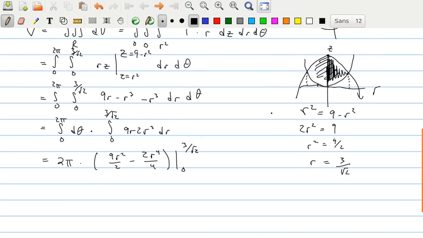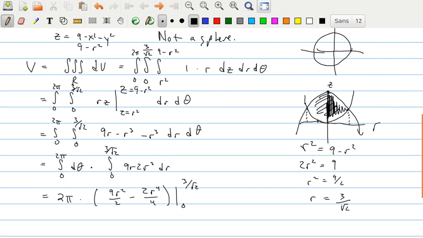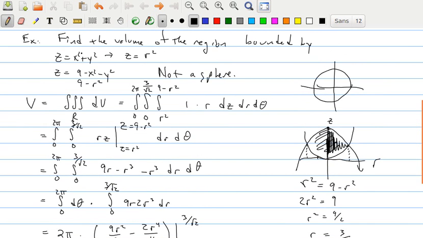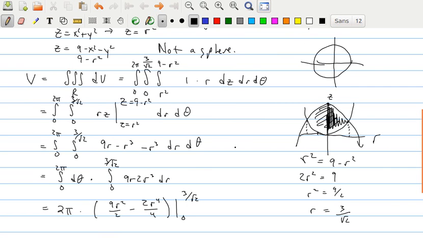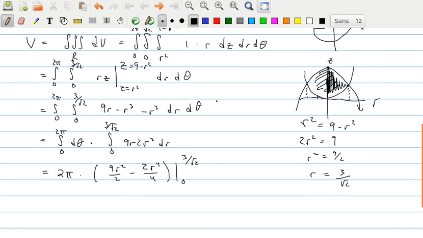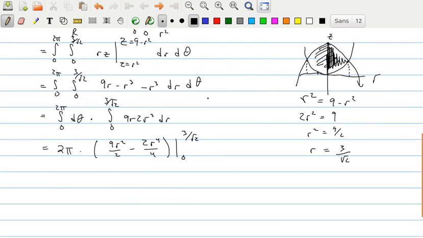So because the region was circular, the overview of this is that the z equals r squared, both of the upper surface and lower surface we could write in polar fairly easily, but neither of them give us a sphere. So in this case we use cylindrical coordinates, not spherical. Let's look at an example where we use spherical.